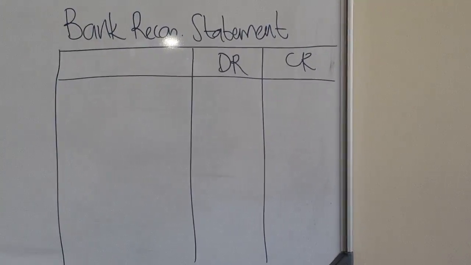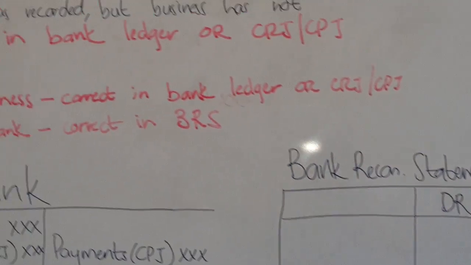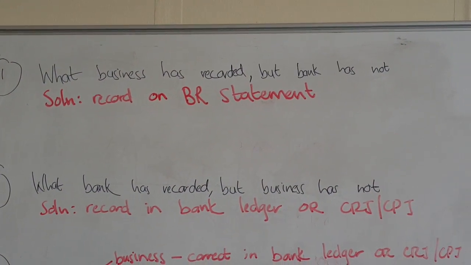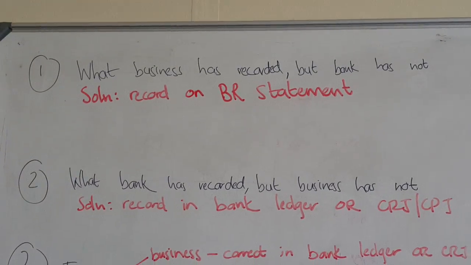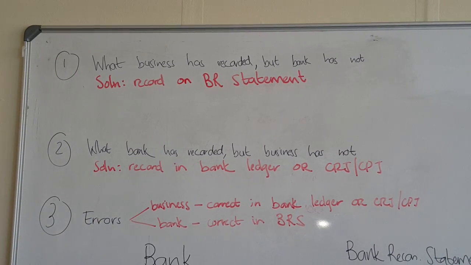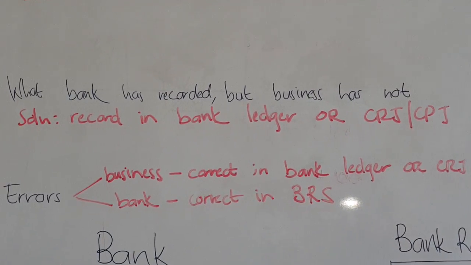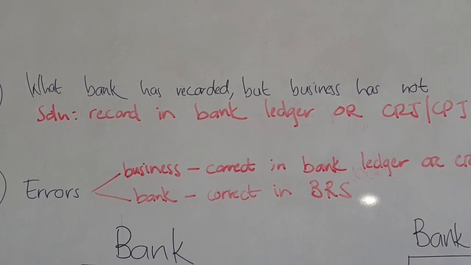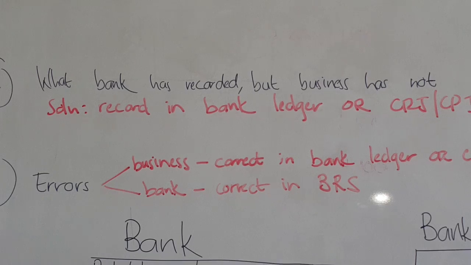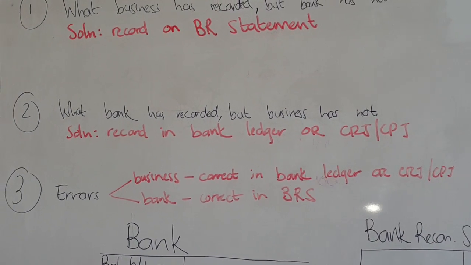Now, when it comes to the bank reconciliation statement, there are three important things you need to look out for. Number one is what the business has recorded but the bank has not. So things which the business has recorded, which means we've recorded it in our records, but the bank has not yet recorded it. Number two is what the bank has recorded, but the business has not. So things which is on the bank statement, but we have not yet recorded it in our records. And then the last one, number three, is errors.